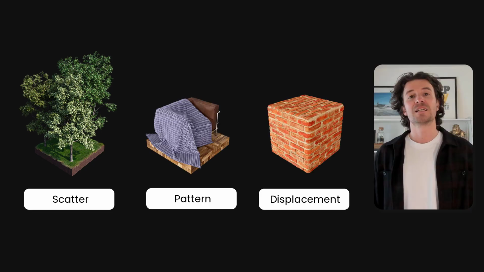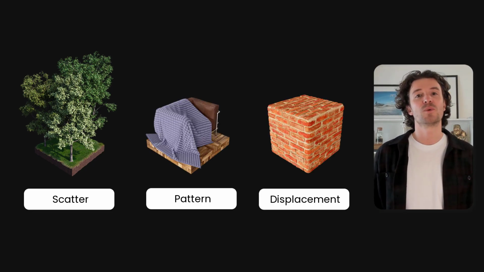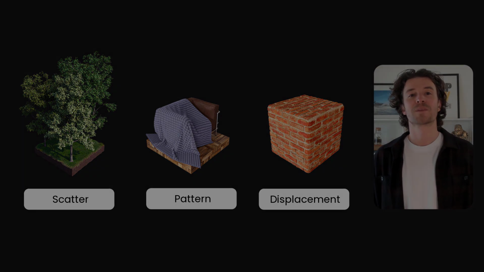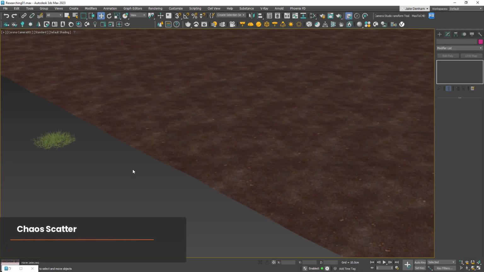Hello, this is Jake from the Corona team, and in this short how-to, we're going to talk about scatter, pattern, and displacement. Specifically, we're going to take a look at how to decide which feature to use for the task in front of you. So let's take a look at creating a grass field using each feature.